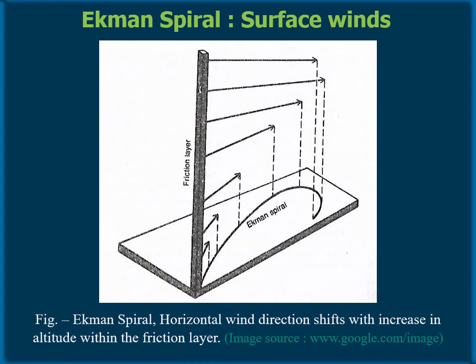Now in the previous slide we saw that the frictional resistance decreases with altitude, so the velocity will be decreased more close to the earth surface, and velocity decrease occurs in lesser amount as we move higher in the troposphere. So frictional resistance is less as we move higher in altitude, thereby velocity decrease will also be less as we move higher into the troposphere. So more drop in velocity is found to occur close to the surface.